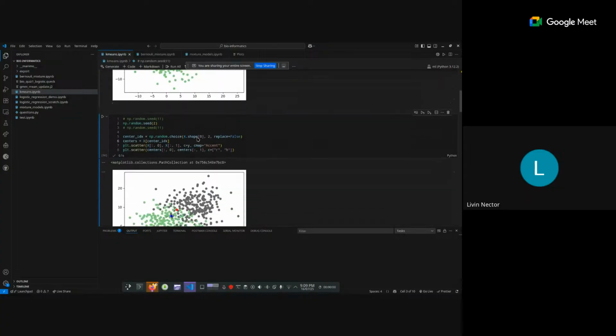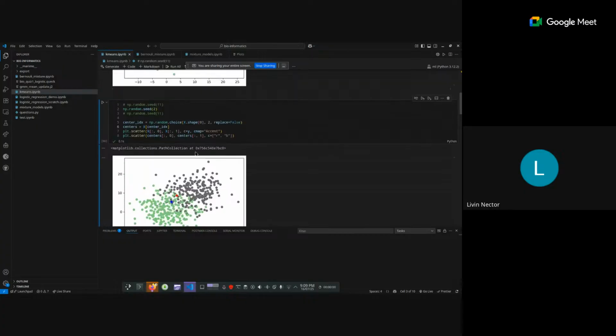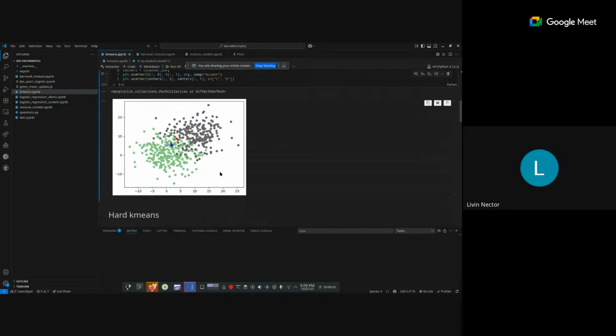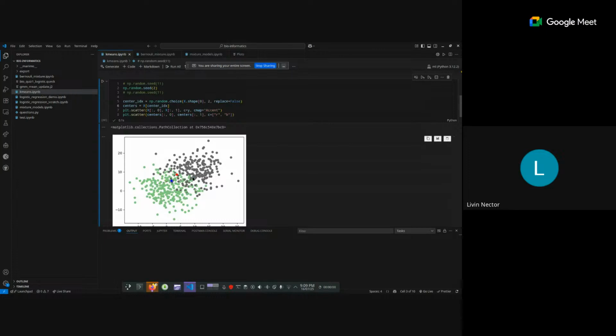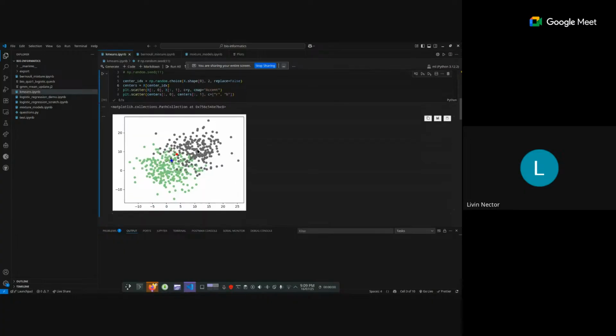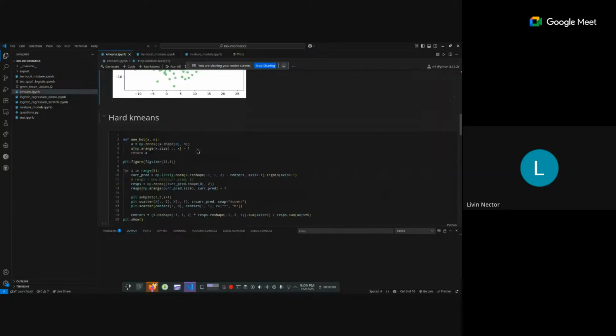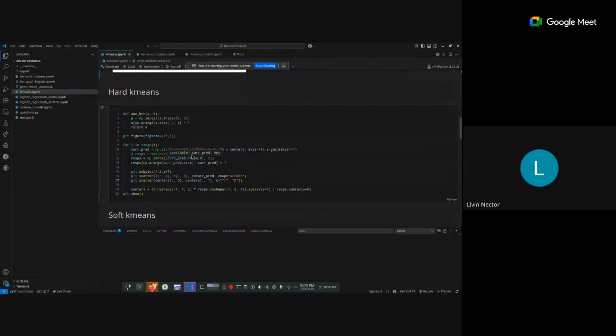In the k-means clustering algorithm, we initialize the centers. We randomly sample any 2 points from the whole data set and mark them as our cluster centers initially. Then we go on updating the centers as you know. So this is the hard k-means that we have here.